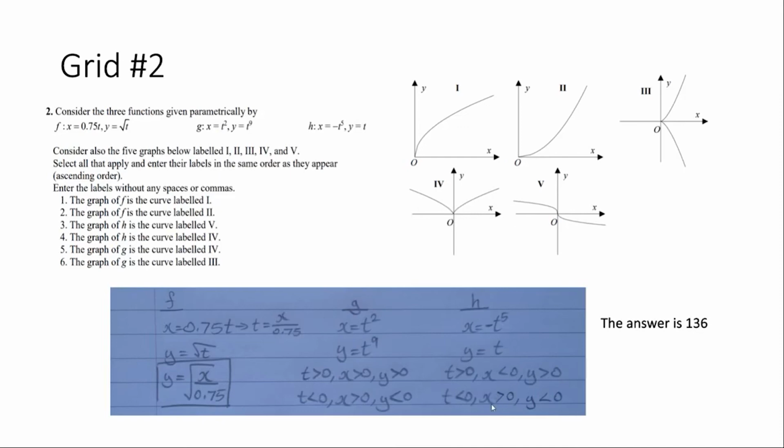And then we have t is less than 0, we have x is greater than 0 and y is less than 0. So when x is positive, y is negative. 4 is wrong and 5 shows the correct one. So the answer of it will be 3. The answer is 1, 3, 5.